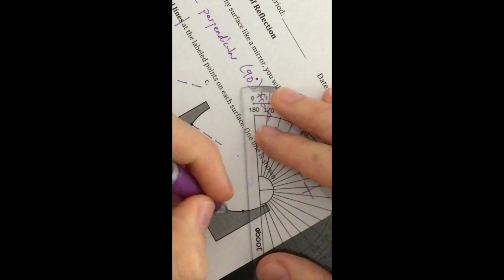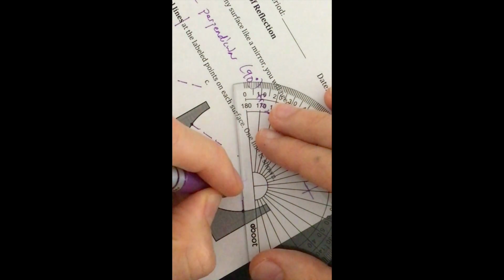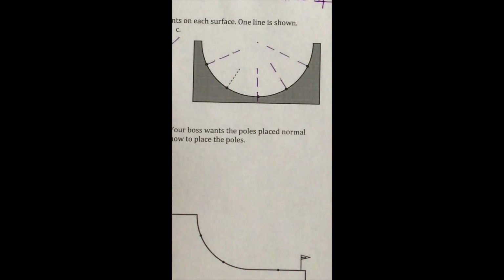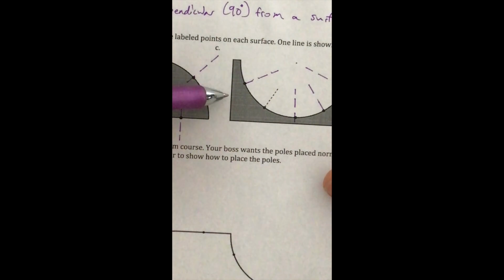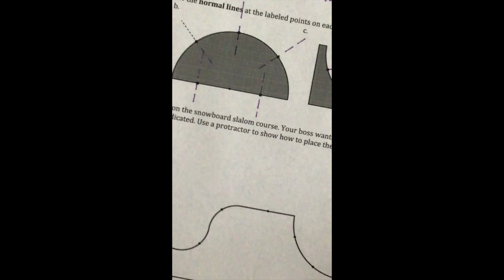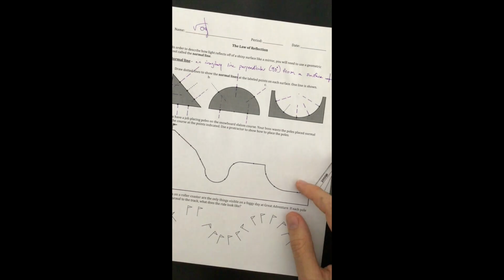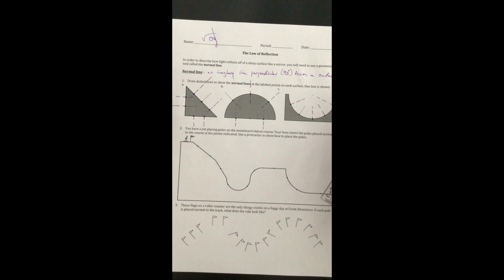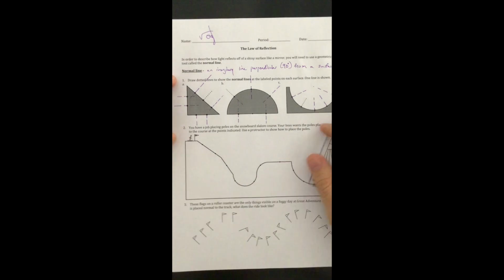One more. There we go. If I was going to have a spot like over here, again, I would use the idea of using the 90 degrees on the protractor. All right, so that is how to draw a normal line from a surface using your protractor.